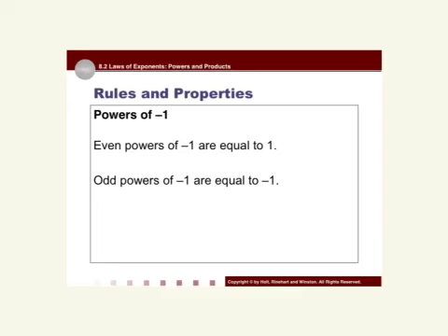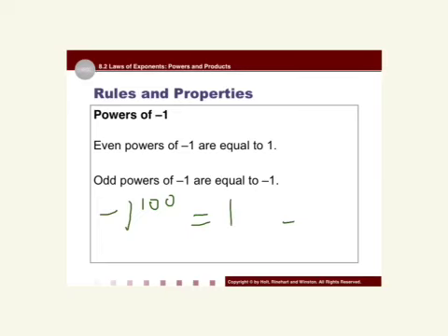And the power of -1 law is pretty simple. If you have an even power of -1, it's always going to be equal to 1. If you have an odd power of -1, it's always going to be equal to a -1. So for example, if I came up to you and said, hey, what is -1 to the 100th power? Guess what that's going to be equal to? Well, since -1 is raised to an even power, it's going to be equal to 1.